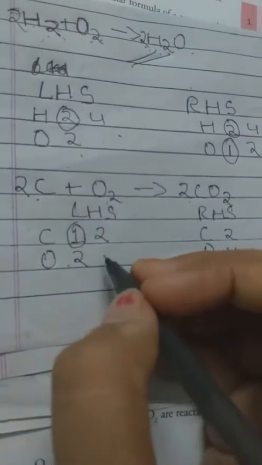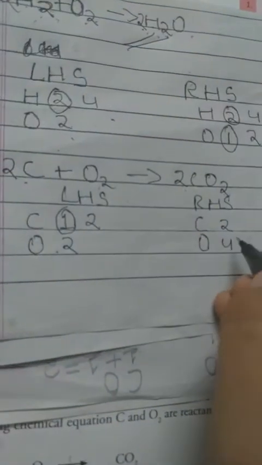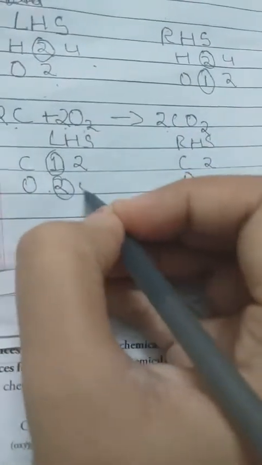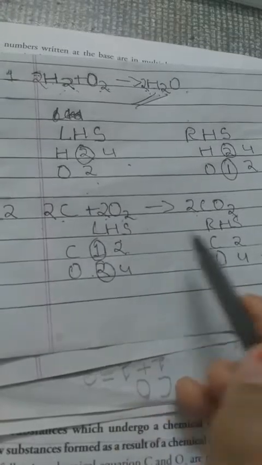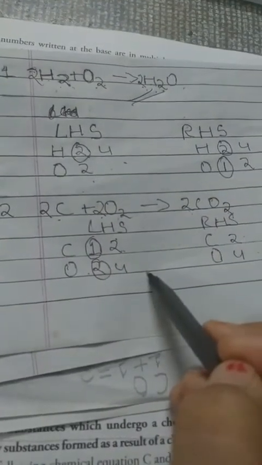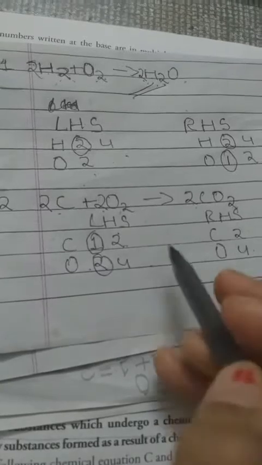Now carbon is balanced. If we talk about oxygen, on the left side we have 2 and on the right side 4. So we will add 2 in front, 2 into 2, 4. Now compare both sides: 2 carbon on this side and 2 carbon on this side, 4 oxygen on this side and 4 on the right side. So this equation is also now balanced. Okay, thank you.